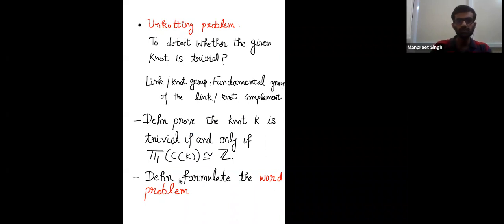Now the unknotting problem. It is a problem in computational topology, which means to detect whether a knot is the unknot or not. It is known that a knot is trivial if and only if its fundamental group, I mean the fundamental group of the knot complement space, is isomorphic to the integers. Then they formulated the word problem. By word problem, I mean the following.